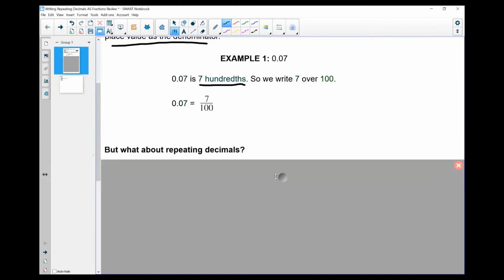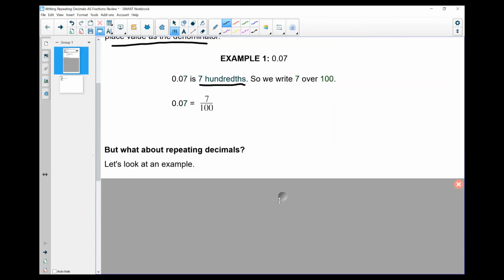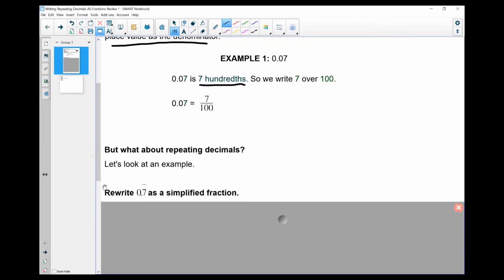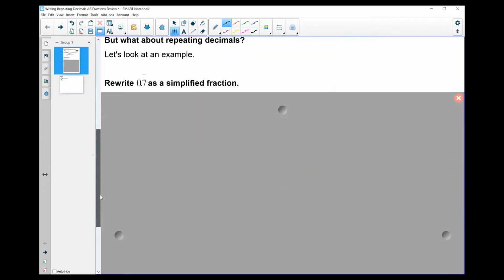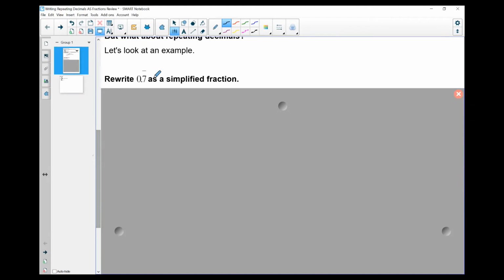Now, but what about repeating decimals? Okay, well, let's do an example. I have it for you. So let's look at an example. We are going to rewrite 0.7 repeating as a simplest fraction, because it asks us this.